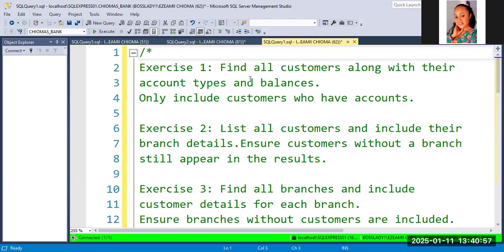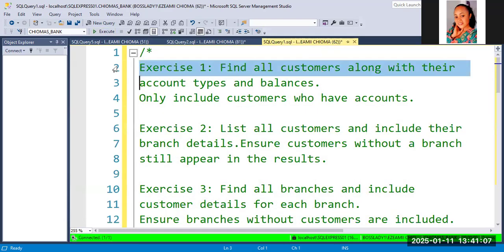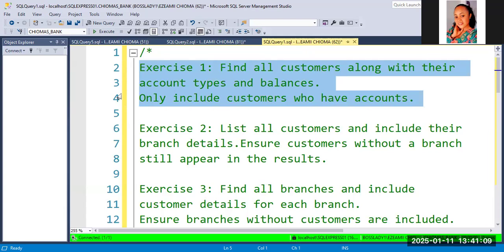Let's proceed. The first question says, find all customers along with their account type and balances. Only include customers who have accounts, right? In some cases, you have customers but they don't actually have accounts with you, all right? So that's what this question is saying: we have customers, some of them don't have accounts, but we only want customers that have accounts with us.